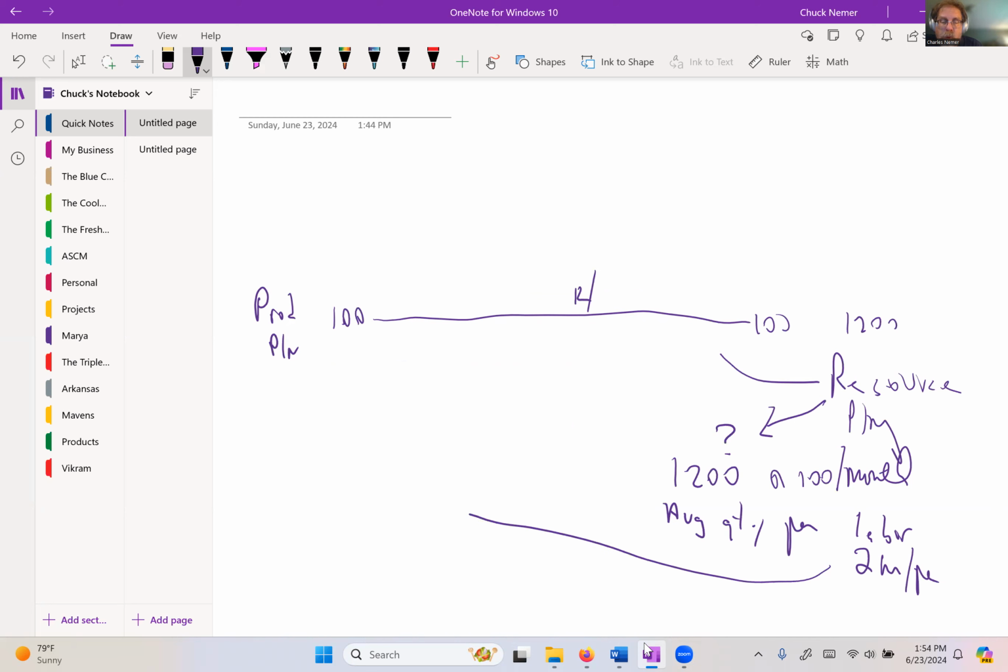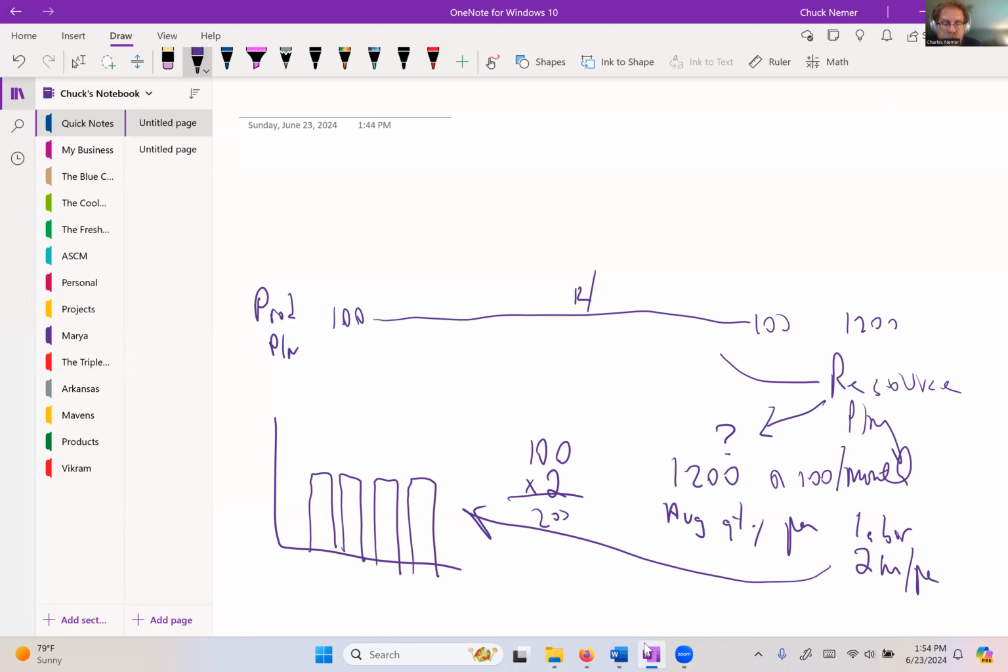So pretty straightforward. We go over to the left here. I'm just going to do this visually also. We're going to try and make 100 units a month times on average 2 hours per. We need, of course, 200 hours. So period by period for the 12 months, we need 200 hours.